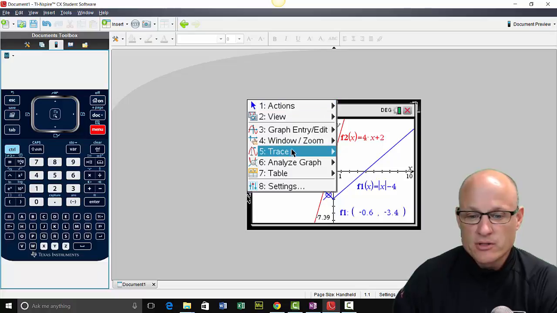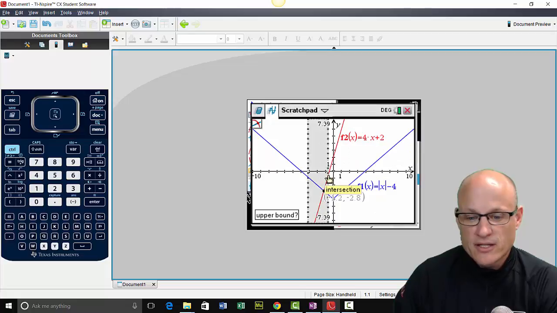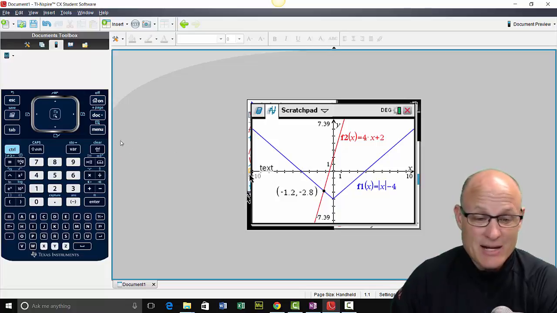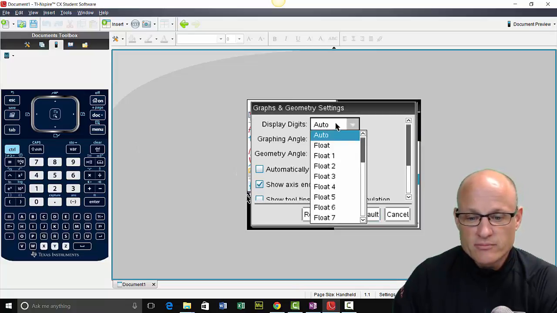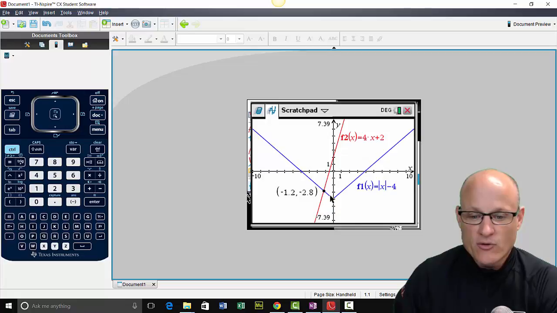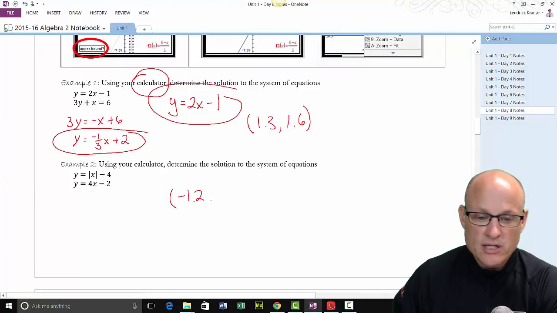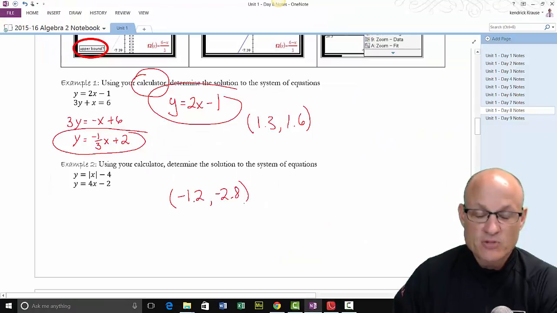Anyway, so let's get out of that menu, analyze graph, intersection. Get to the left, get to the right. There it is. Once again, for some reason, looks like it's rounded. Maybe those are the exact answers. I'm really not sure, but I want to make sure that we didn't get to rounded mode. Display digits. No, that must be the exact answer. Cancel, cancel. Oh, man, why did I go to float 5? Cancel. All right, so those are my exact answers. Negative 1.2, comma, negative 2.8. There's my 2 answers.